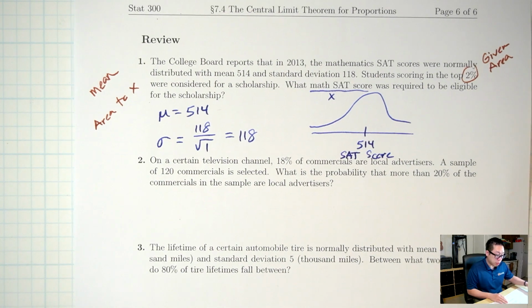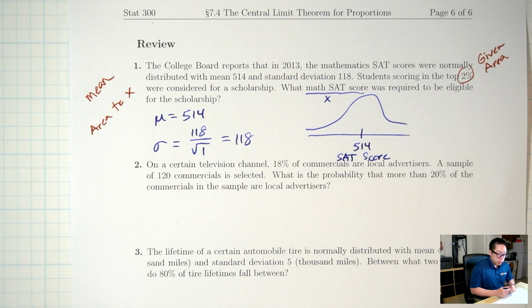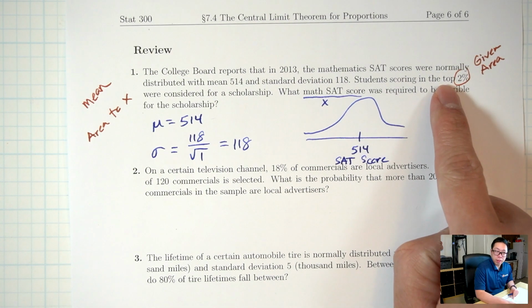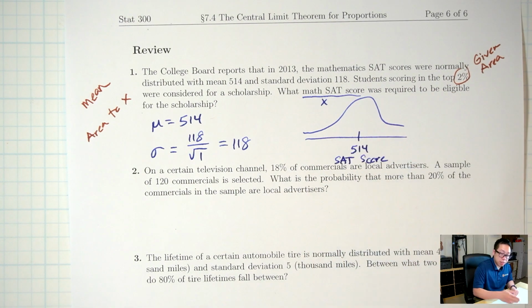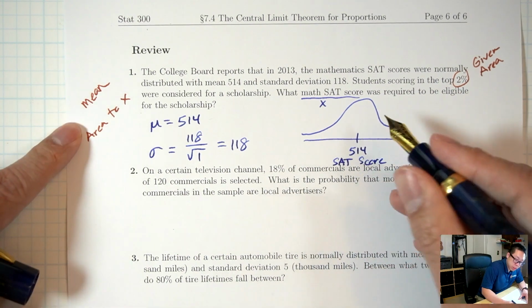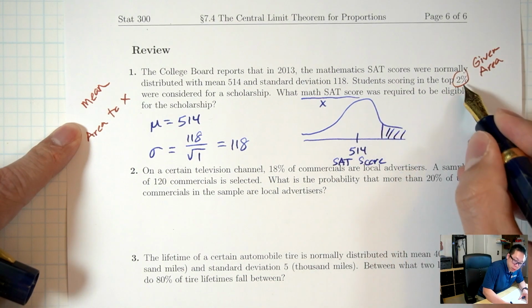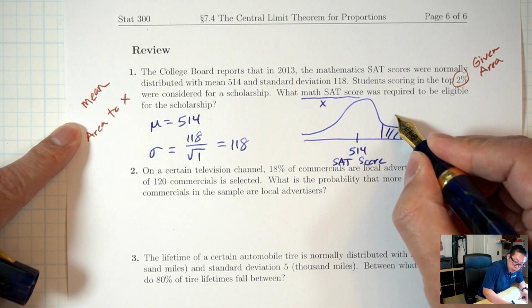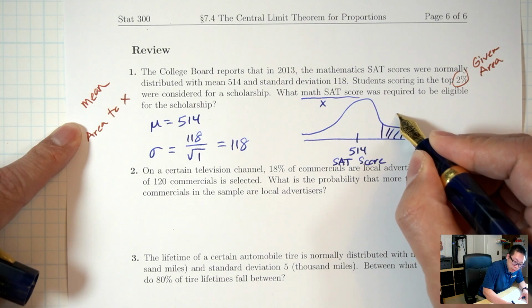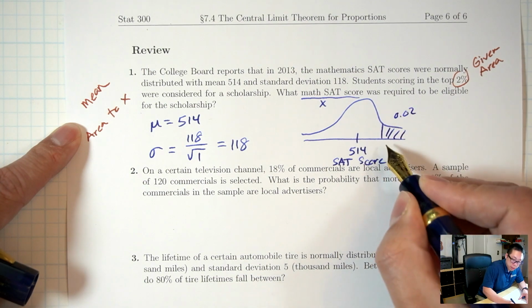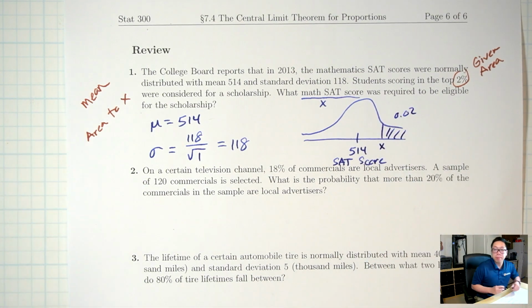Okay, the rest of my picture. Is it shaded right, shaded left, or shaded between? Top 2%. Okay, top 2%, highest 2%. That will be actually on the high side, on the right side. So this will be shaded to the right. That 2% we said was an area that goes up here. As a decimal, that's 0.02. And I'm looking for this x. So that's the setup for number one.